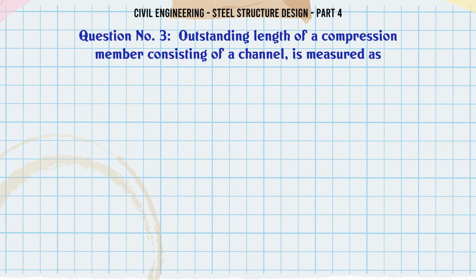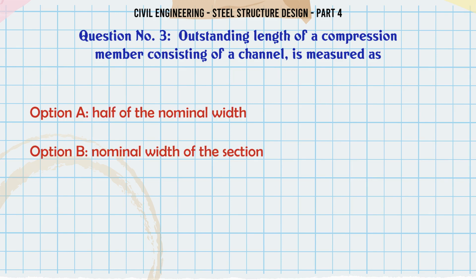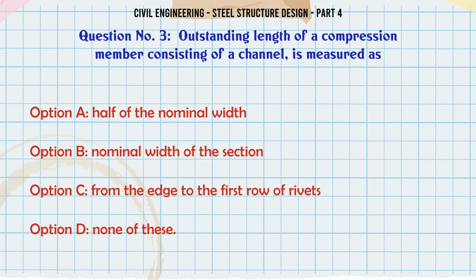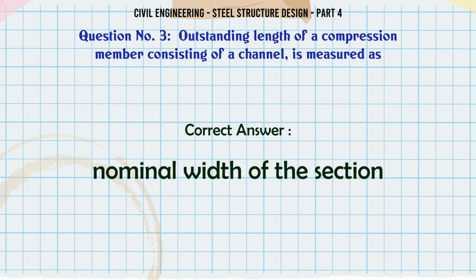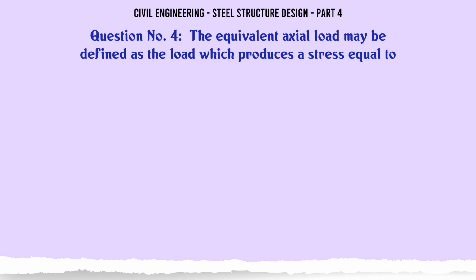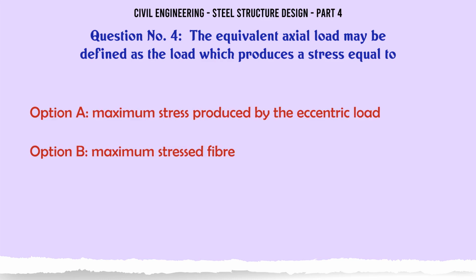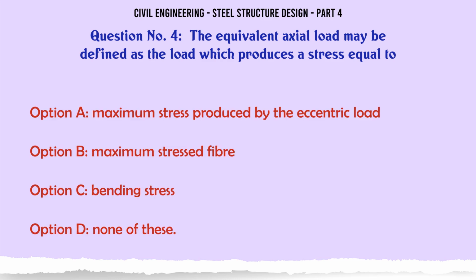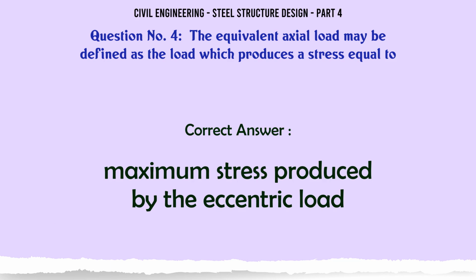Outstanding length of a compression member consisting of a channel is measured as A) half of the nominal width, B) nominal width of the section, C) from the edge to the first row of rivets, D) none of these. The correct answer is nominal width of the section. The equivalent axial load may be defined as the load which produces a stress equal to A) maximum stress produced by the eccentric load, B) maximum stressed fiber, C) bending stress, D) none of these. The correct answer is maximum stress produced by the eccentric load.